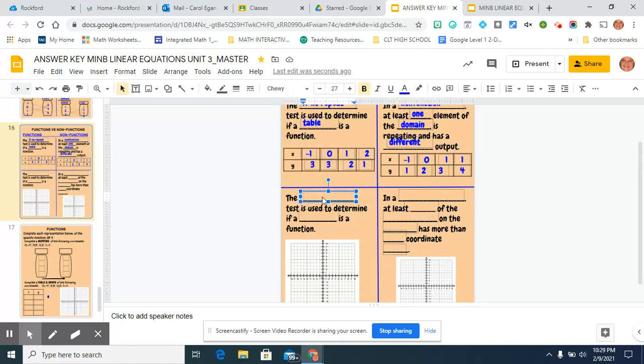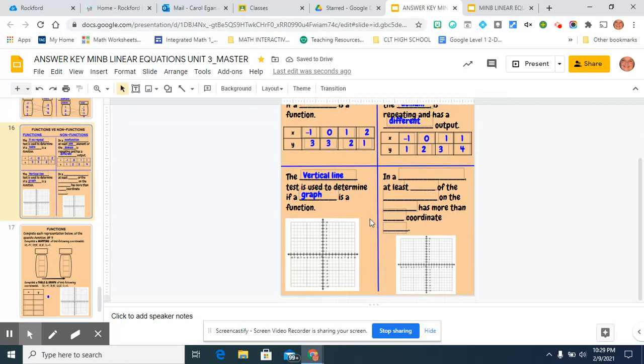And then graphing, the third representative of the relationship that we're looking at. The vertical line test is used to determine if a graph is a function. And vertical, remember, means up and down. So what we're looking for is we're going to look at each one of the vertical lines in a graph and make sure that at no point do we touch the graph more than once.